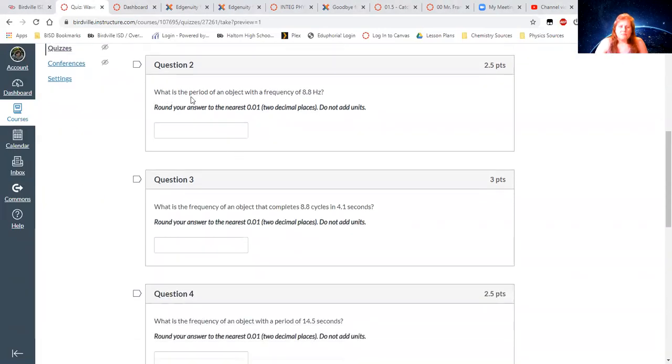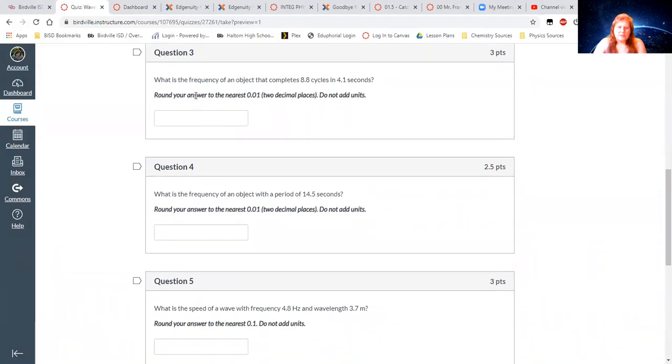Second question, what is the period of an object with a frequency of 8.8 hertz? Well, now you don't know how many cycles and how many seconds, you just have a frequency. Again, if you go back to your notes, it says in there that one of the ways to find period is 1 over frequency. They're reciprocals of each other. So 1 divided by 8.8 hertz, and if you plug that in your calculator, you get 0.11. Rounded to 2 decimal places, no units on this one.